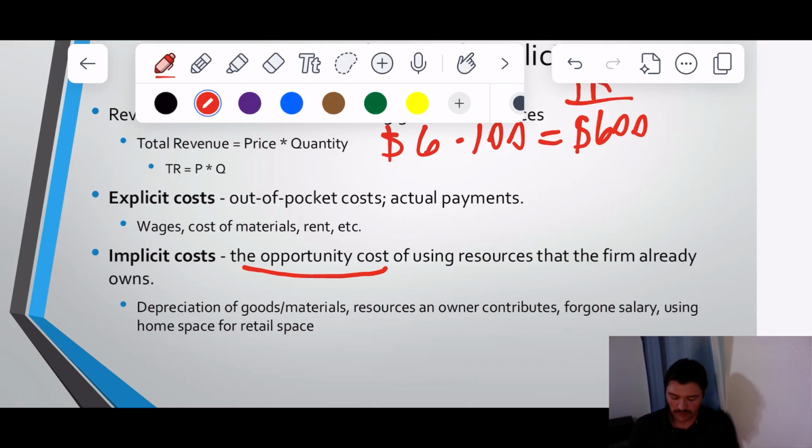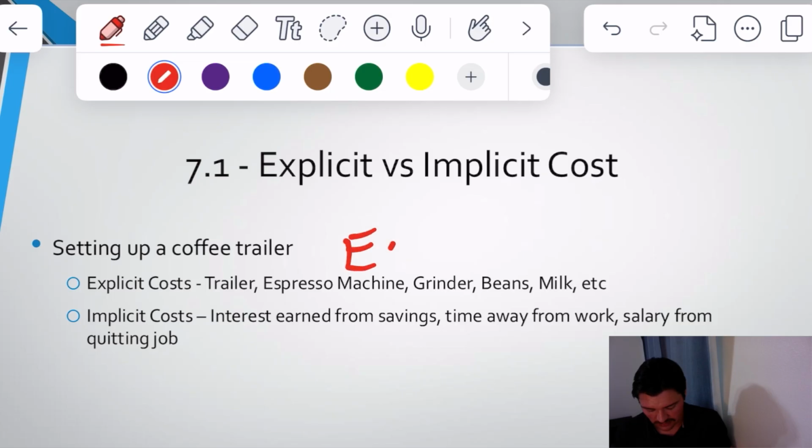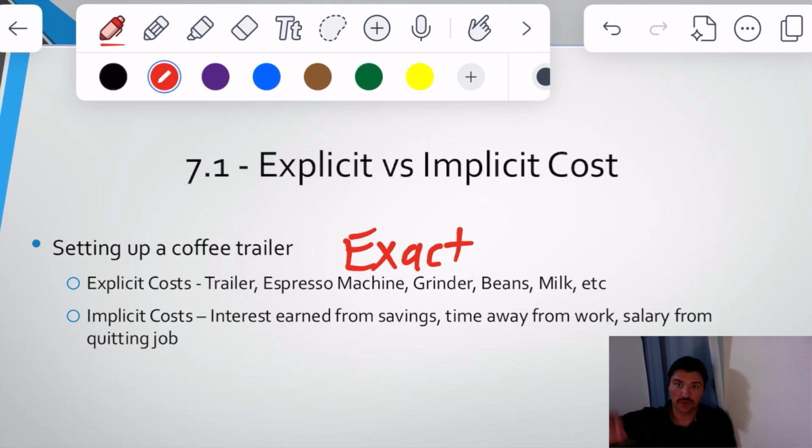But the more important one that we like to focus on is that foregone salary. And I'll show you what we mean by that. So let's look at some explicit and implicit costs of setting up a coffee trailer. So the explicit cost would be the actual trailer itself, the espresso machine, grinders, beans, milk, all those things just to make a latte, right? So once we have that, that is all of our explicit cost. Explicit costs, I like to think, are the exact cost. Like, you know how much money you're spending on the trailer, machine, grinder, labor, all those things. You know those things. That's explicit.